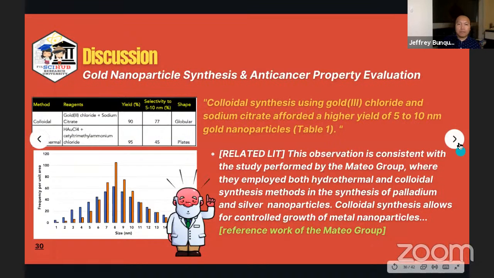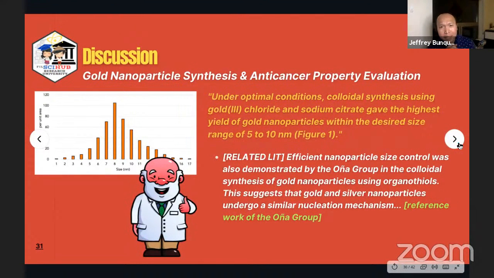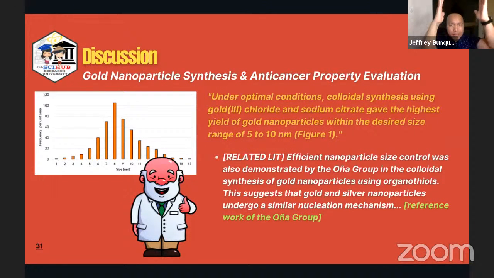Okay? Okay, so for example, second example, doon sa ating result section, we talked about yung selectivity to 5 to 10 nanometers. So sabi, under optimal conditions, colloidal synthesis using gold chloride and sodium citrate, the highest yield within the 5 to 10 nanometer size range. You can follow it up with a couple of statements, mentioning studies reported in the open literature.